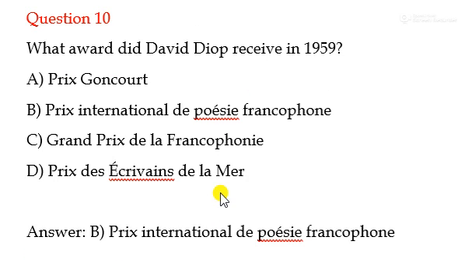Next question. What award did David Diop receive in 1959? Prix Goncourt, Prix International de la Francophonie, Grand Prix de la Francophonie, Prix de l'Éric de la Mer. All these are French terms. So option B is the correct answer. Prix International de la Francophonie.